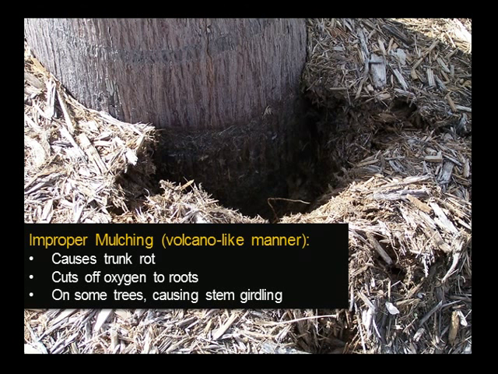Never pile mulch in a volcano-like manner against the trunk. This can rot the trunk and cut off oxygen to roots. It can keep vital irrigation and rainwater out, or it can keep roots too wet in poorly drained soils. On some trees, it causes stem-girdling roots to form. Some rodents, such as voles, can easily damage the trunk if mulch is piled there. Trees could decline from this problem.